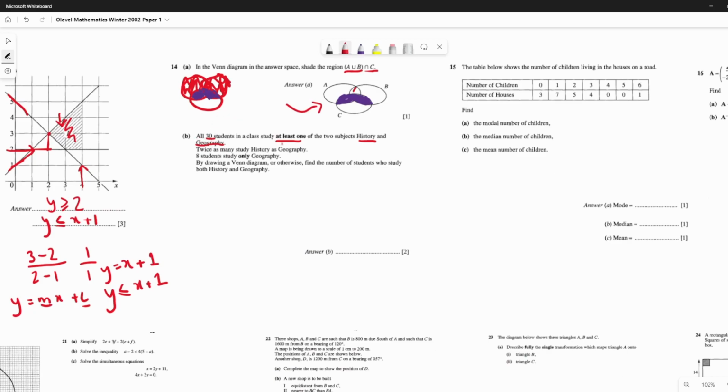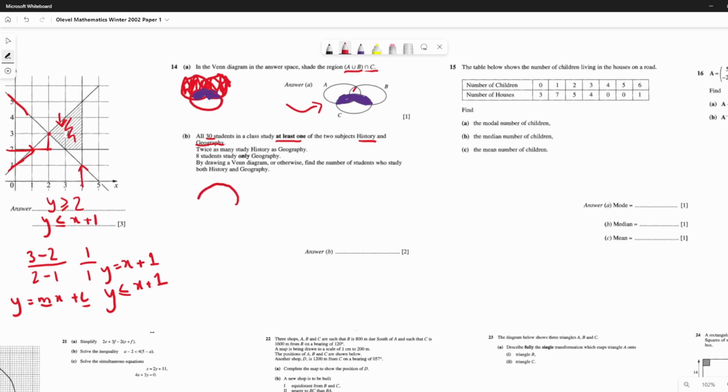All 30 students in a class study at least one of the two subjects, history and geography. Twice as many study history as geography. 8 students study only geography, and by drawing a Venn diagram or otherwise, find the number of students who study both. So we want to find the students who study both. We know that 8 study only geography. However, there are students who either only study history or study history and geography, and that's twice as many as people who either only study geography or study history and geography together.